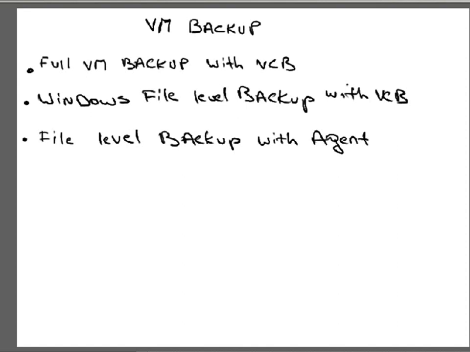So I'm going to go over these points from the bottom up because I'm going to go from the least complex to the most complex. So let's first take a look at file level backup with an agent. A file level backup with an agent is the same way you would back up a physical machine. So let's say your backup solution right now is Veritas NetBackup, for example. So in the traditional sense, you would have your physical machine, you would have your operating system, your OS, and then you would have an agent running on this OS that would do the backup for you.